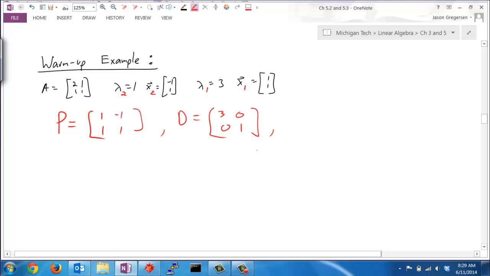All I have to do is calculate P inverse. Go ahead and calculate P inverse. Give me a break from talking. What's P inverse? It was, wasn't it? Yes, thank you.